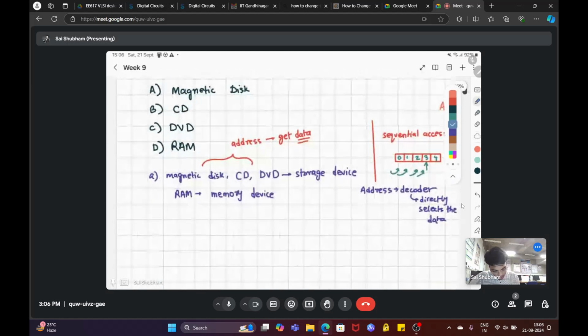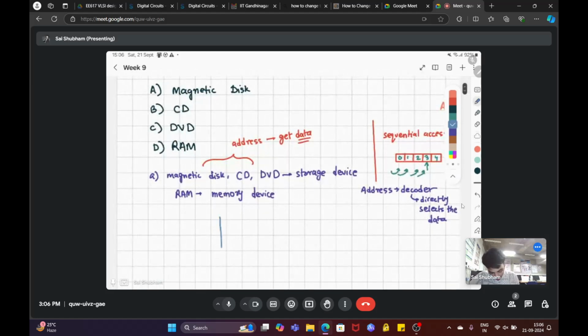So in these days, what memory does is that you will have a decoder. You get an input, suppose 0, 0, 1, so it registers it as 1. It will activate this line, and the data present in this line will be sent as the output. So this is non-sequential access. In sequential access, in order to get 1, you will have to get 0 first, and then you will get the 1.